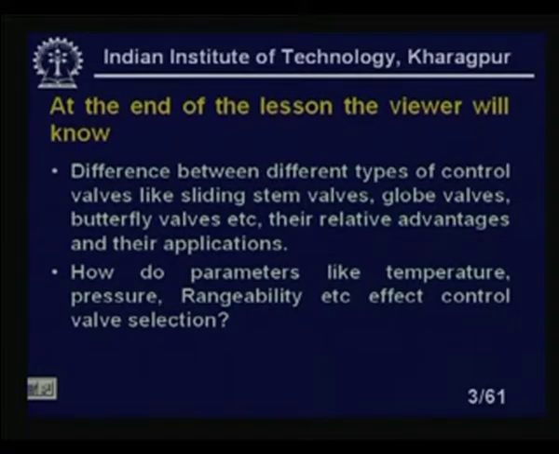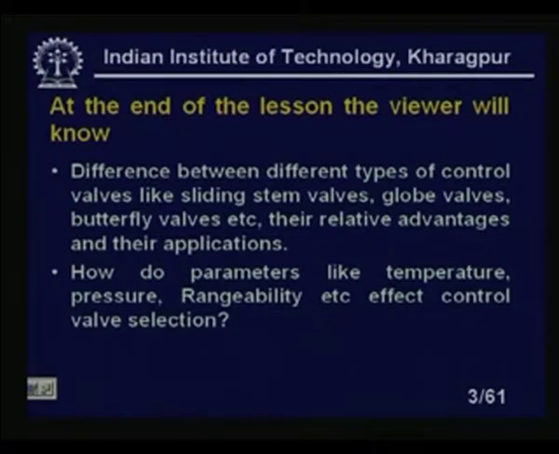How do parameters like temperature, pressure, rangeability, etc., affect the control valve selection? These obviously come in the selection of the control valves. Rangeability means total range or the capacity. Sometimes we call it the capacity of the control valve, sometimes the rangeability. These are basically the same, and they affect the control valve selection.